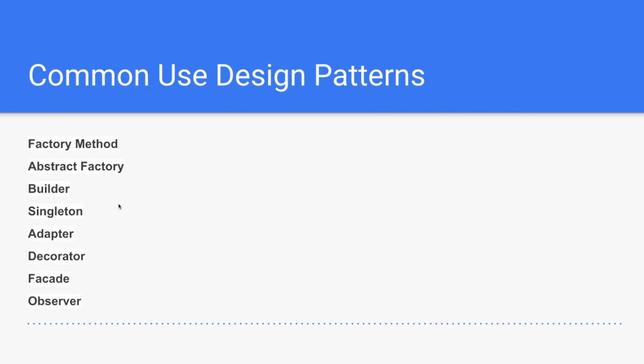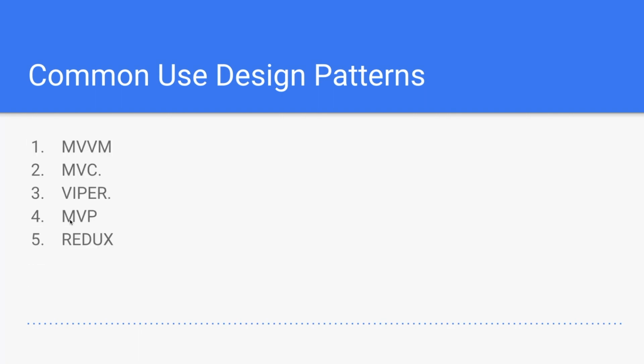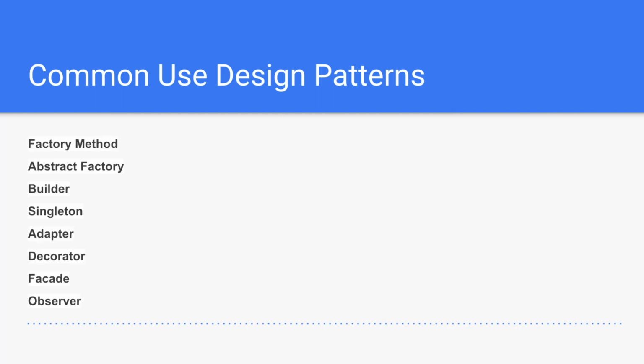Now on top of those design patterns, we have other things like factory method, abstract factory, builder, singleton, adapter, decorator, facade, observer. These patterns we use together with them. Let's say I'm using MVVM, it's not like I will be using just MVVM. I can still use singleton for some of the functionality, and I can use builder or abstract factory for a lot of other functionality. So this further makes your code cleaner.